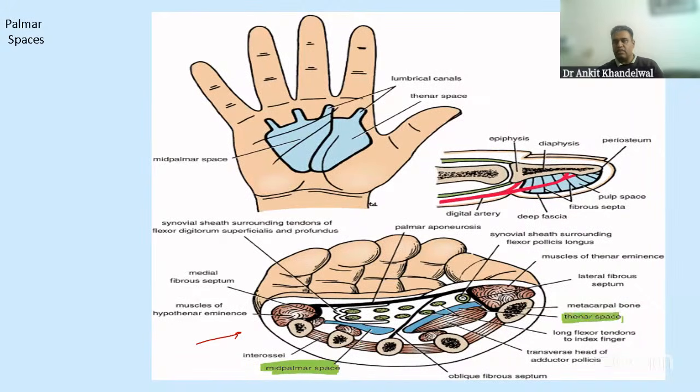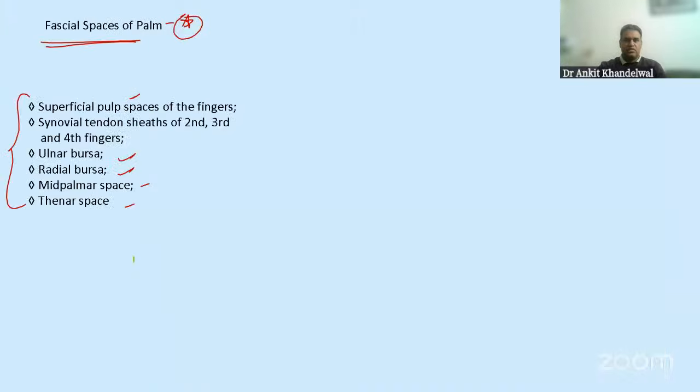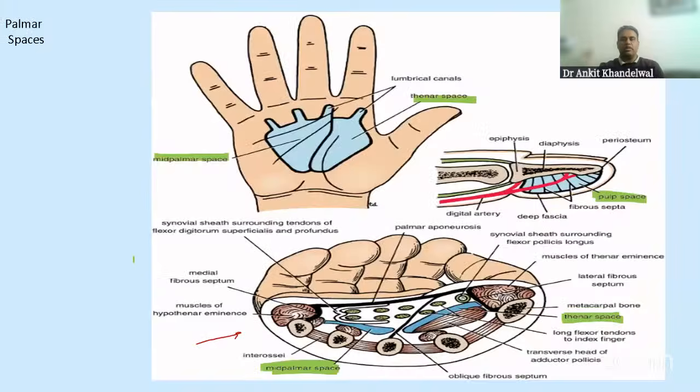Focus on this labeling I am telling you. If a question on the spaces comes, focus on this. Here also you can draw the mid palmar and the thenar space in a frontal view. This is a TS view below. And this is the pulp space of the fingers. Bursas you have already seen. I'm just giving you hints, guys. Understand, practice these diagrams, and try to understand also. This is how you can approach it. Boundaries we have seen. Okay, so that was it.